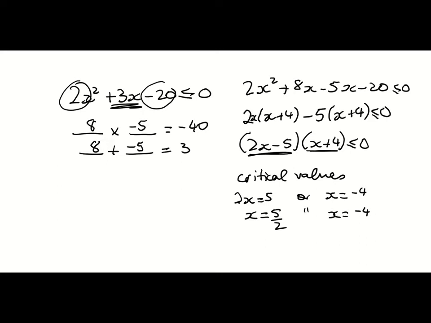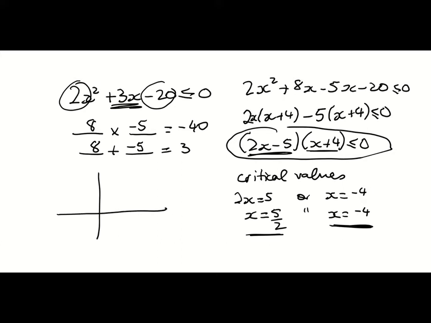The easiest way to look at which bits of these regions is to graph that. Now we know that g dash of x is a quadratic. It's got a 2, so it's an up the right way quadratic. And one of the critical values is here, and the other one's over here. So graphing that, I can see that the region that I want is, let's see if I can change the pen colour. Here we are. I want this bit in here. So my answer is going to be that x has to be between negative 4 and 5 over 2.